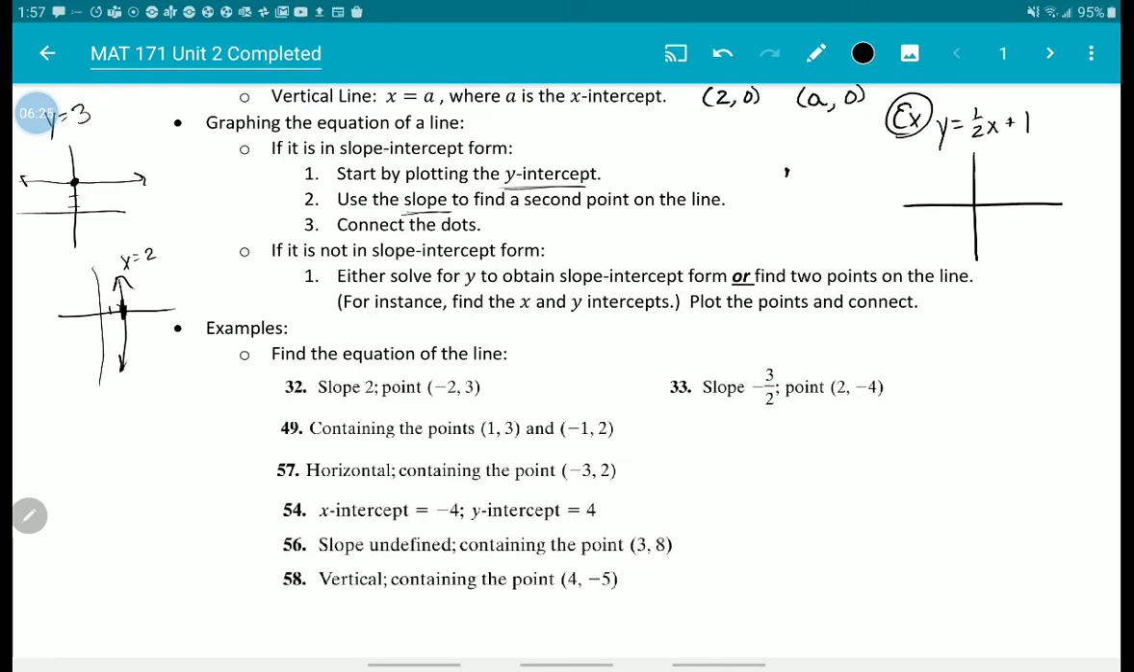So we always want to identify the slope and the y-intercept. In this case, that slope is 1/2. The y-intercept, that's your b, and in this case it's 1. So you always start with that y-intercept, and then from the y-intercept you want to find another point. The slope tells us how we're going to move. So we're going to move up 1, and then we're going to move right 2. You have to do both movements in order to get another point. So from this point, we're going to move up 1 and then right 2. There's our point. Connect the dots, and there we are.